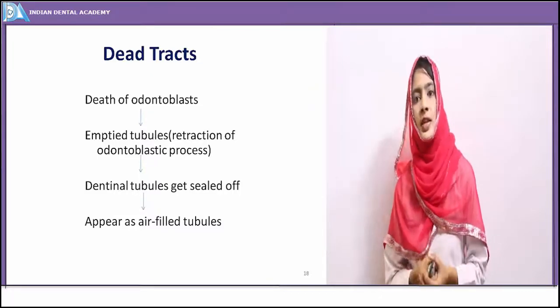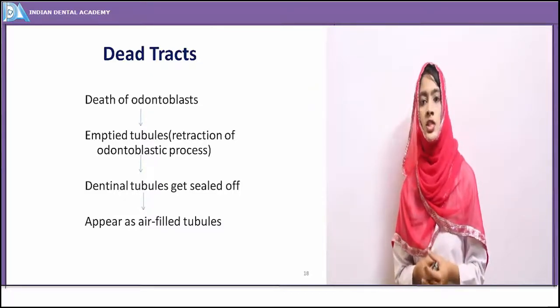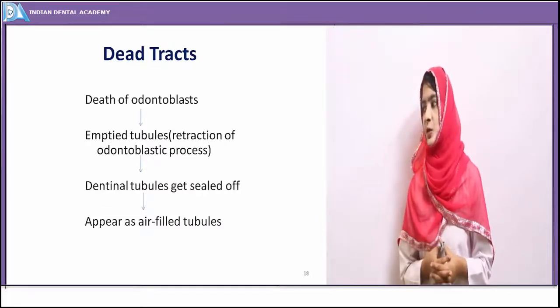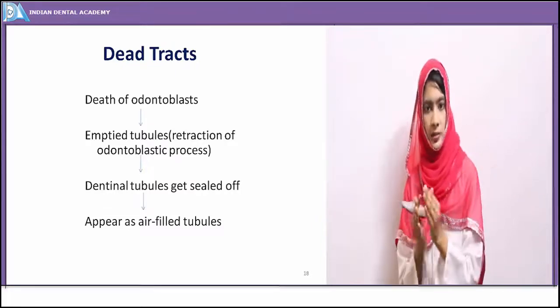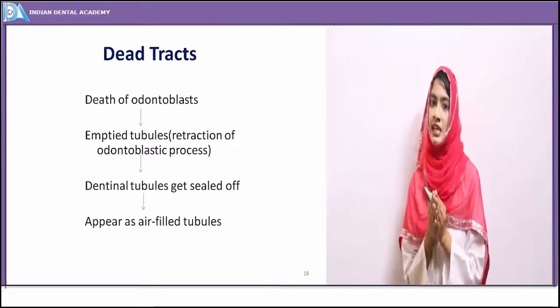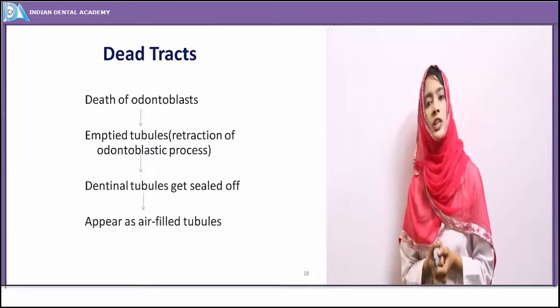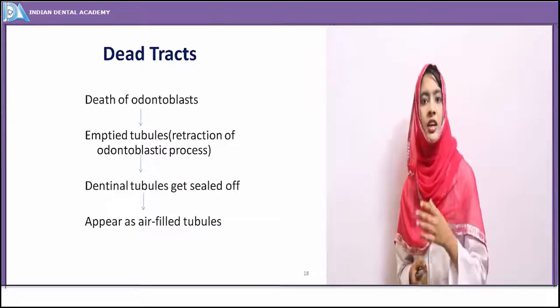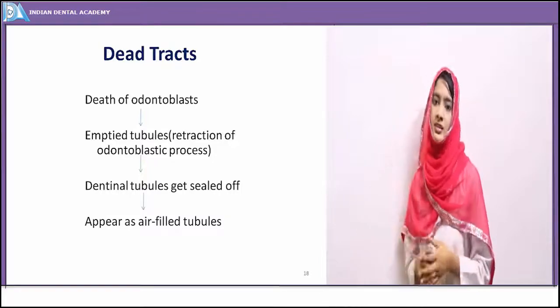Whenever the odontoblastic process loses its fluid and there is death of the odontoblastic processes, the dentinal tubules automatically become sealed off. When examined in transmitted light, air appears to fill the tubules and it gives an appearance of black in nature, giving the name dead tracts.